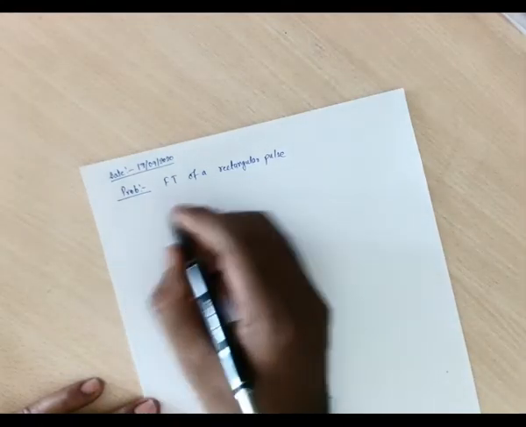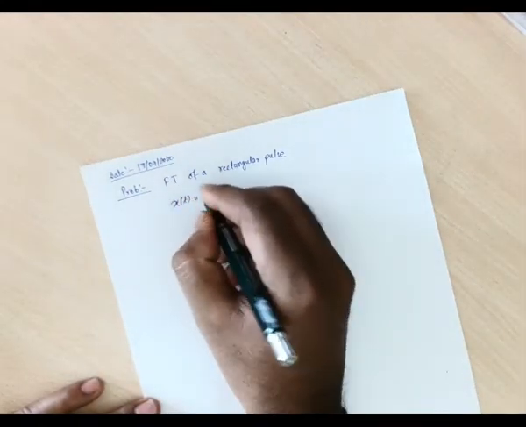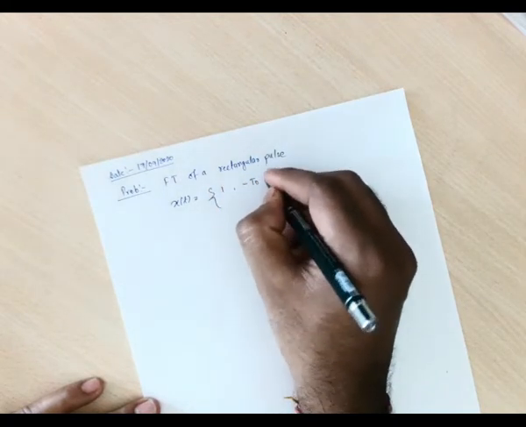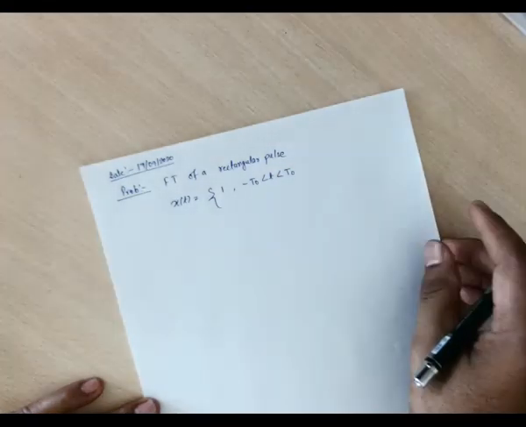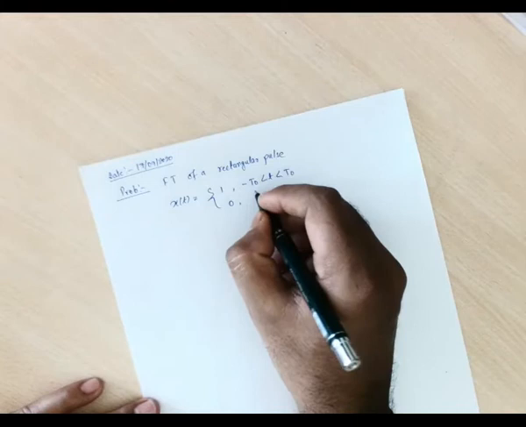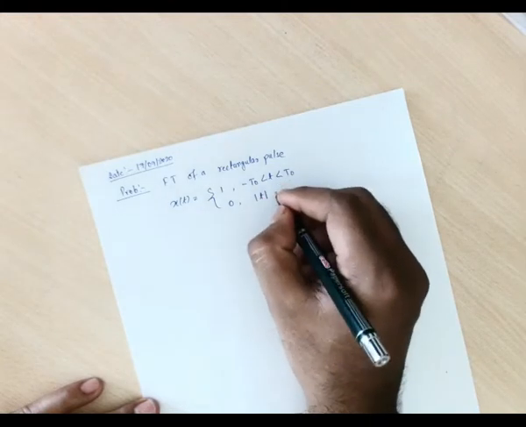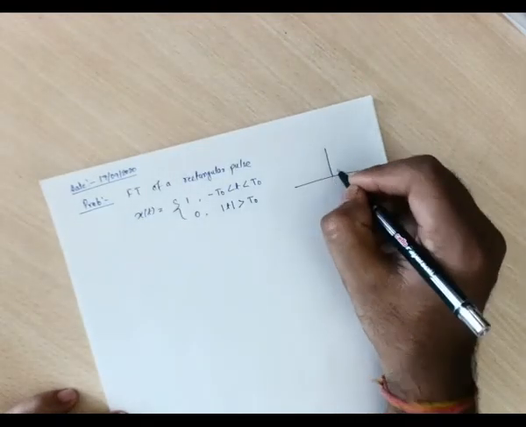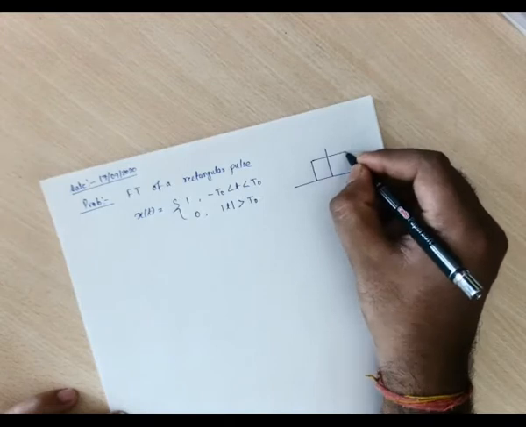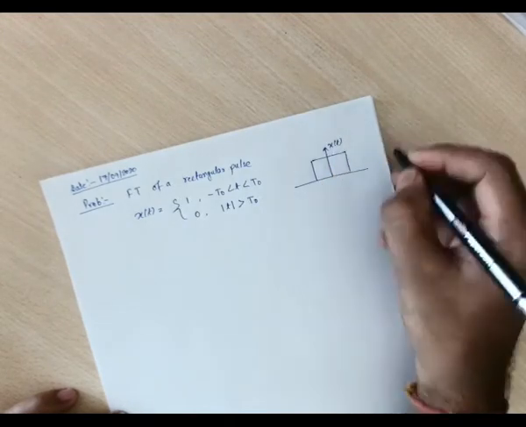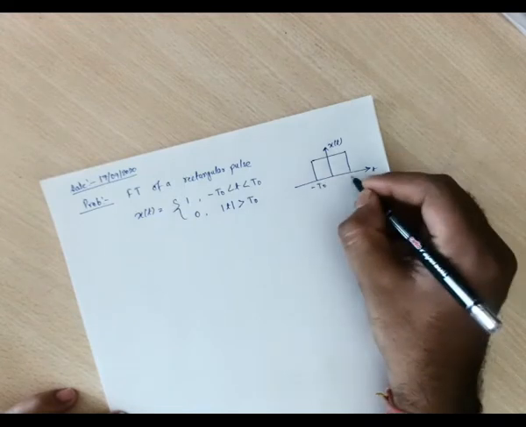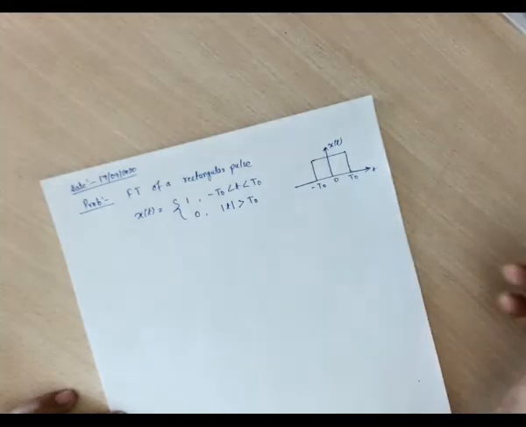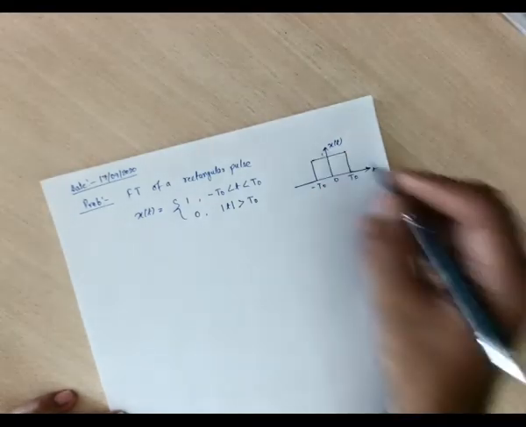So this x(t) is given as 1 for minus t naught to plus t naught, and it is 0 otherwise. So this is the rectangular pulse. If we draw this one, it is like this: x of t versus t, from minus t naught to t naught, and all the values other than this are completely 0. It has an amplitude of 1.